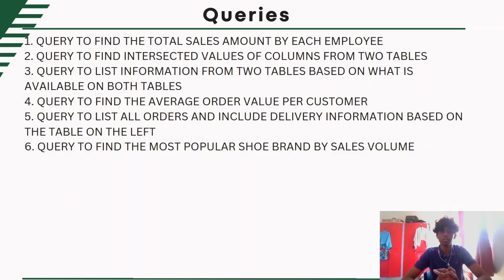The query to find the average order value per customer. The query to list all orders and include delivery information based on the table on the left. Query to find the most popular shoe brand by sales volume. So I will also be presenting this SQL code on Oracle Apex and displaying the tables together.